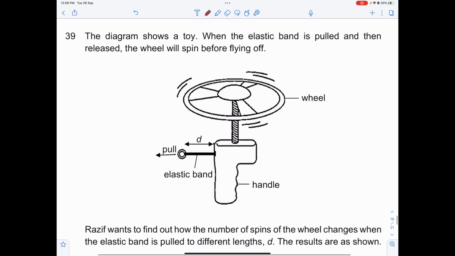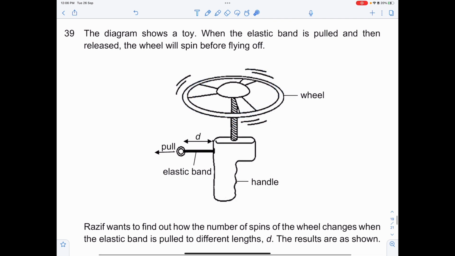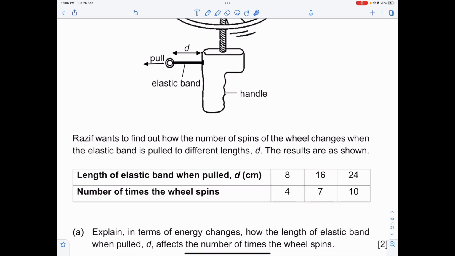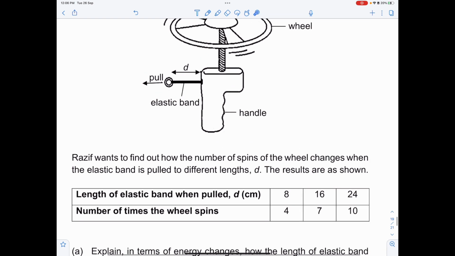Next, the diagram shows a toy. When an elastic band is pulled and then released, the wheel would spin before flying off. Razik wants to find out how the number of spins of the wheel changes when the elastic band is pulled to different lengths. So this is his aim. And then straight away, we know that this is your measured variable and this is your changed variable.